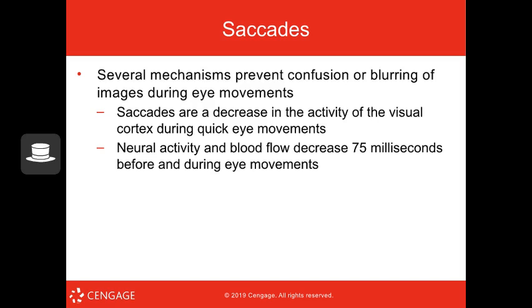So, what's happening during a saccade, there's a decrease in the activity of the visual cortex during those movements. Neural activity and blood flow decrease 75 milliseconds before and during those eye movements. So, the brain is basically compensating for those saccades. So that is visual processing.